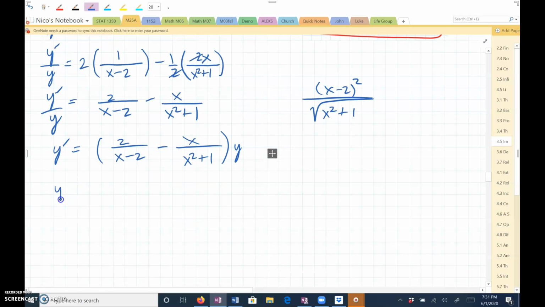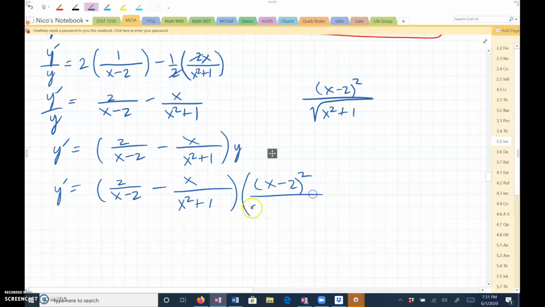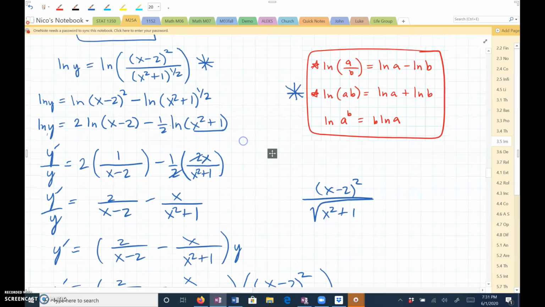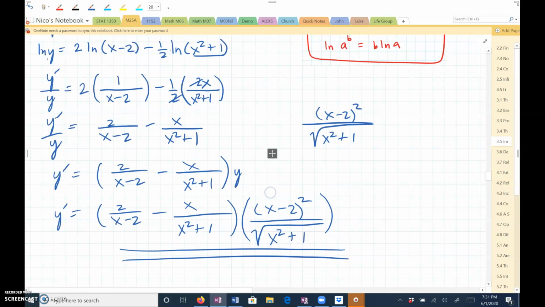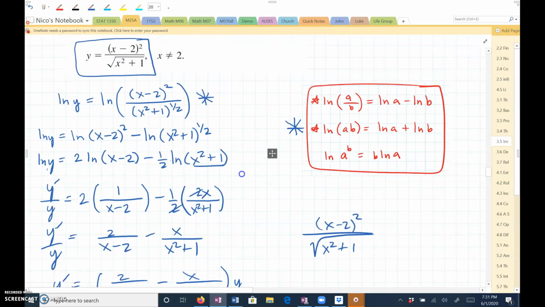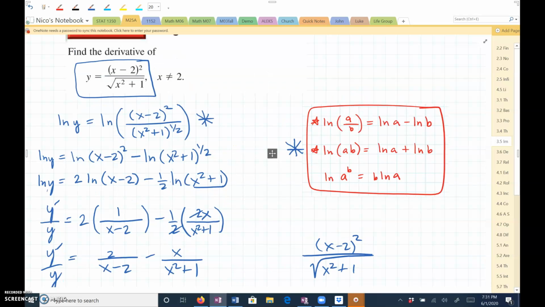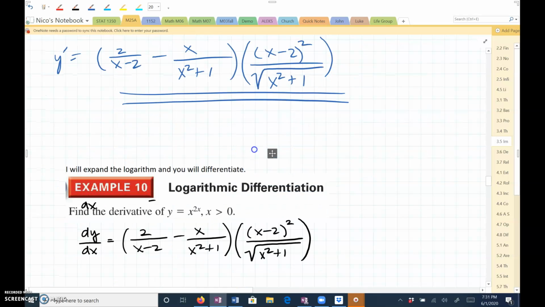So this would be y prime equals 2 over x minus 2 minus x all over x squared plus 1, where this y is going to be x minus 2 squared all over the square root of x squared plus 1. That would be our answer. Okay, so logarithmic differentiation will definitely make this a lot easier. If you tried to do the quotient rule here, you could try it. It would be a nightmare.